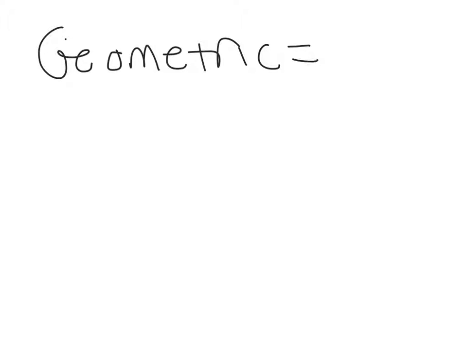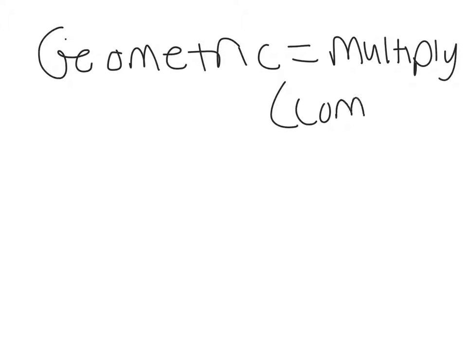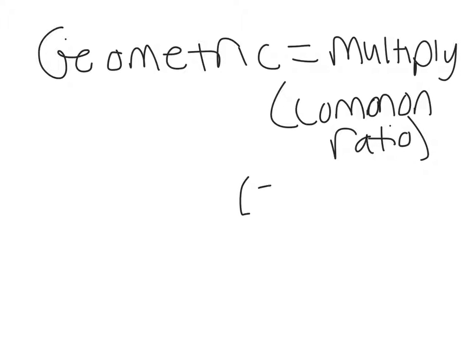Something that is geometric means you're going to multiply, which means you're going to have what we call a common ratio. So for example, you could have the same numbers. You can have 2 and -3, etc., just like we did last time, as your R value, or your common ratio. But what this means is that you multiply.